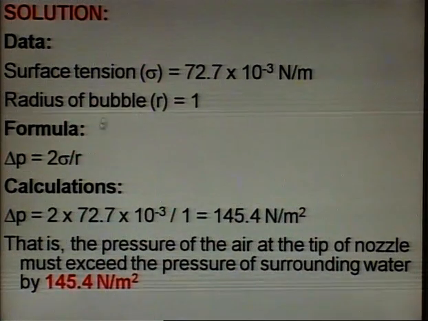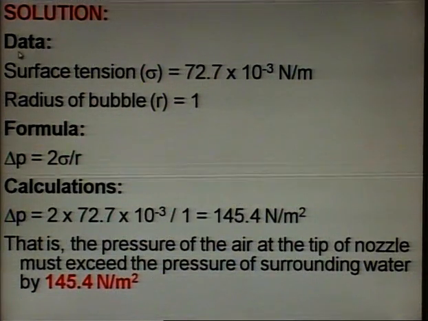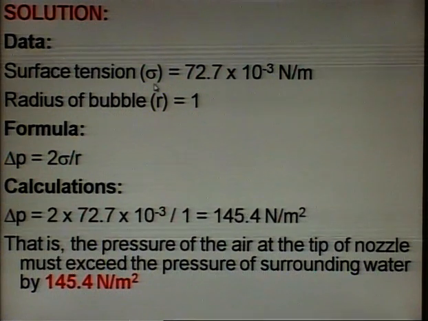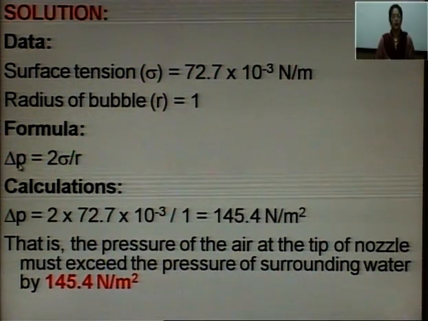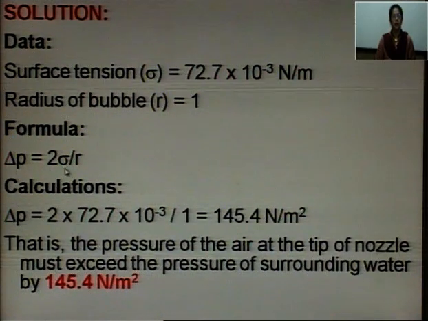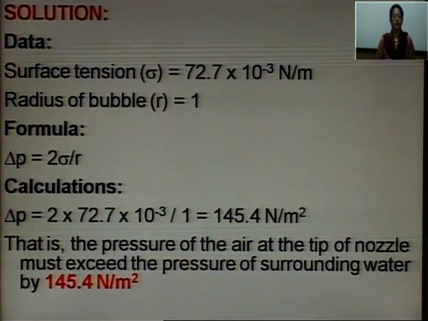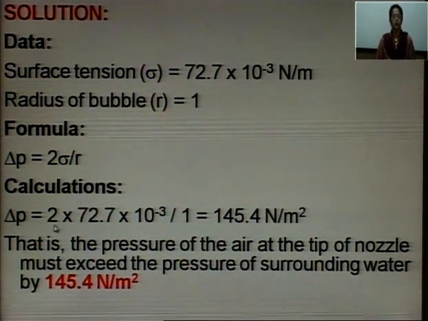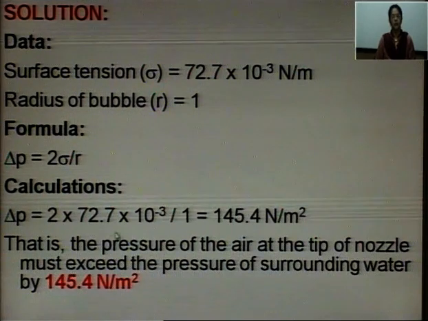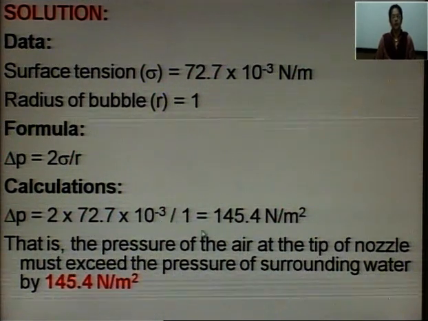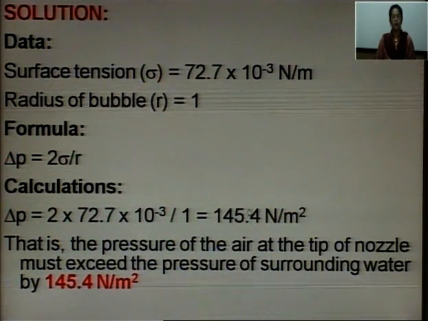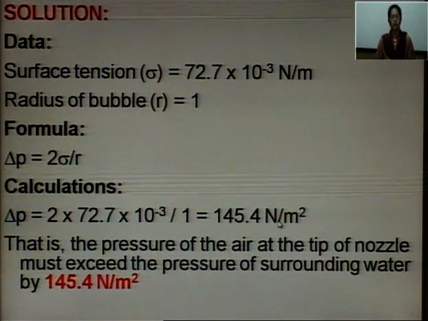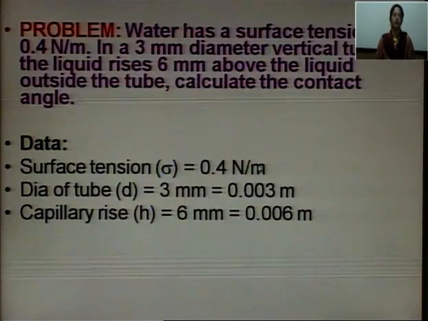So the solution is given. What is given to us? Surface tension sigma is given, radius of the bubble r is given. The formula used will be again the same, delta P is 2 sigma upon r. So sigma is given, r is given, now we have to find delta P. So delta P is 2 into 72.7 into 10 to the minus 3 divided by 1. Calculating this, the pressure comes out to be 145.4 Newton upon meter square.